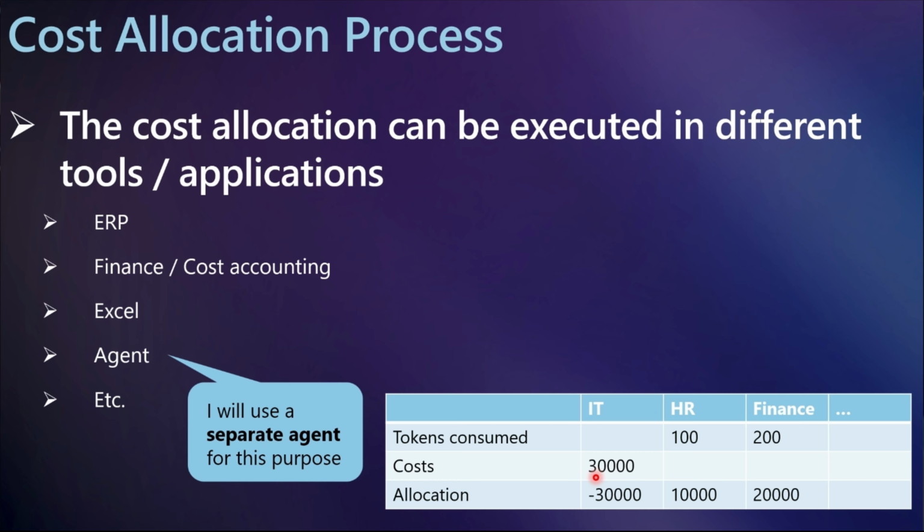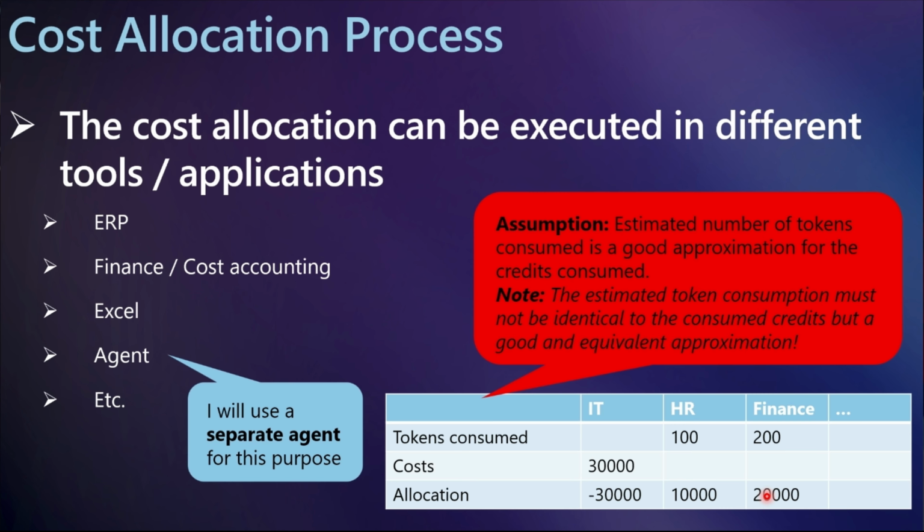And the principle is like this. So you take this 30,000 and reduce it to 0, because we want to allocate the cost from IT to the other departments depending on the number of tokens consumed. And well, the mathematics is here very easy. So here the total cost would be 0 for IT, but for HR and finance, they would be 10,000 and 20,000. So that's the basic principle, but it's based on an assumption.